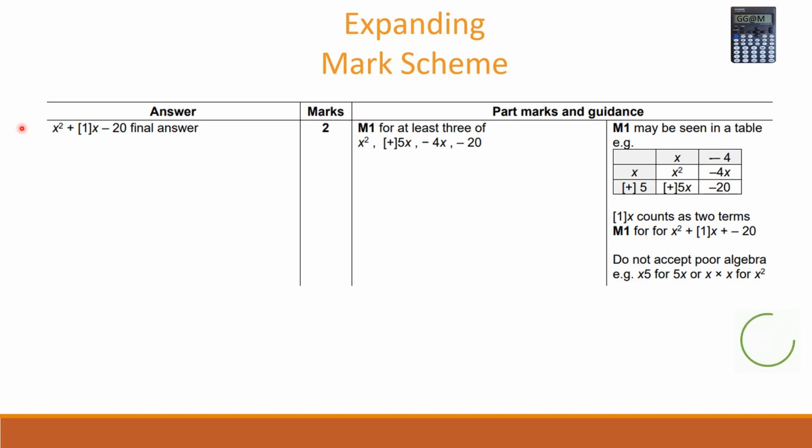The mark scheme on this question shows there are 2 marks. M1 was for getting at least 3 of the terms. You can see there is a square bracket around this 1 here, which means it is optional. So if you wrote a 1 in there in front of the x, that is absolutely fine. If you didn't write the 1, then don't worry. Doesn't matter. It's better convention to write the value without the 1 in front. So just write x squared plus x minus 20 for your final answer.